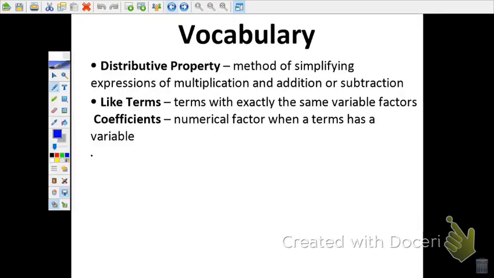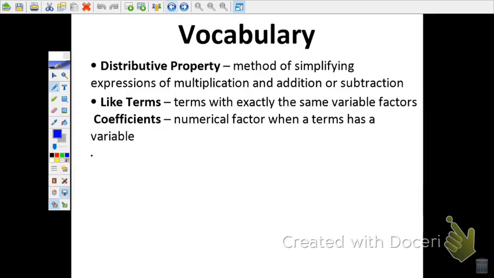Today we're going to be working with the distributive property and combining like terms. So first thing that you need to do is flip to our vocabulary section and write in this information.